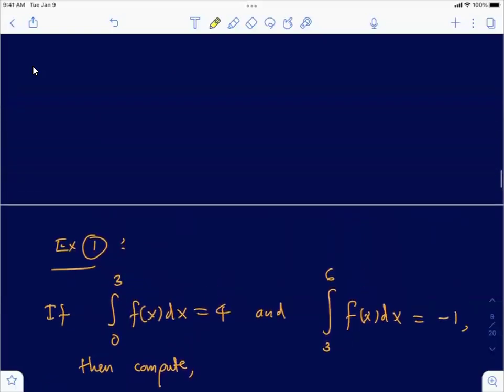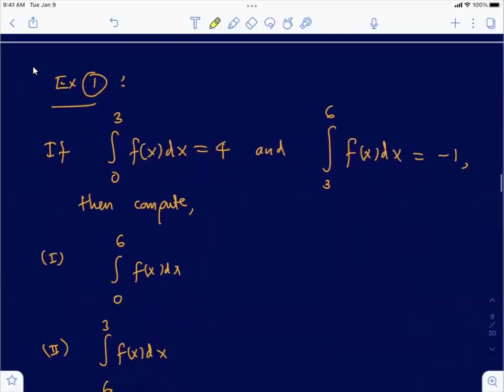Let's look at an example. Let's pretend that you have a function, one single function. Read this and note it down as necessary. This one is a conceptual problem because this function f(x) is not given in the context. So what we have is one function, and first of all, the integral from 0 to 3, and then from 3 to 6. These two values are given, the final values are given. And then we are asked to compute a couple of things. Compute the integral from 0 to 6. That's the first one.